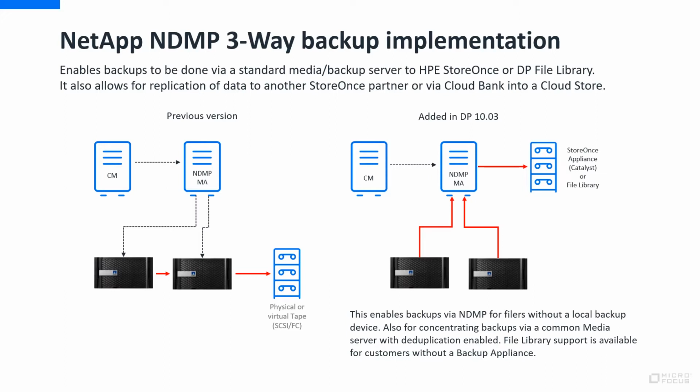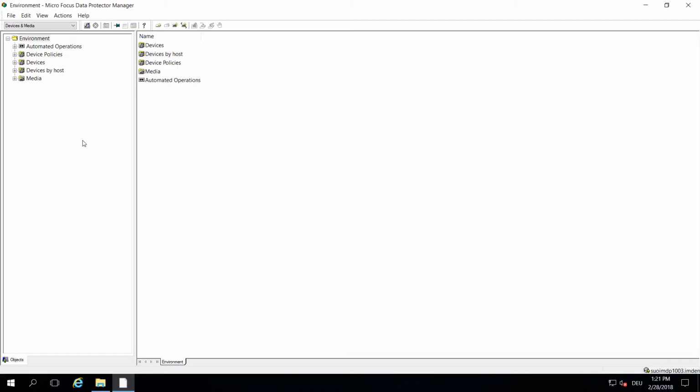StoreOnce, of course, is something that many customers use. And if you don't have any appliance, you can use the file library, which just needs some free space on some file system. So I have a large variety of options to choose from. Now let's move over to the configuration items.